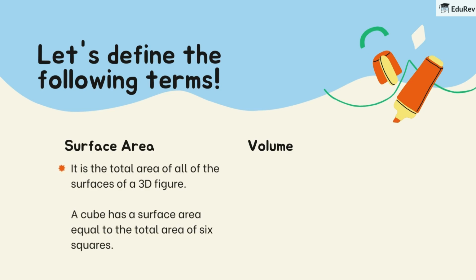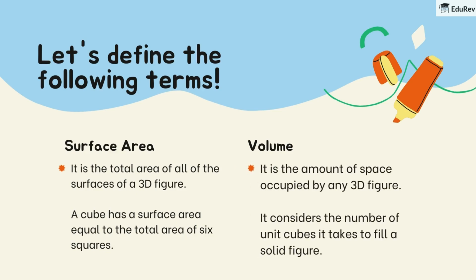Surface area is the total area of all the surfaces of a 3D figure. For example, a cube has a surface area equal to the total area of its 6 square faces. Volume is the amount of space occupied by a 3D figure. It's like imagining how many small cubes it would take to fill up the solid figure.